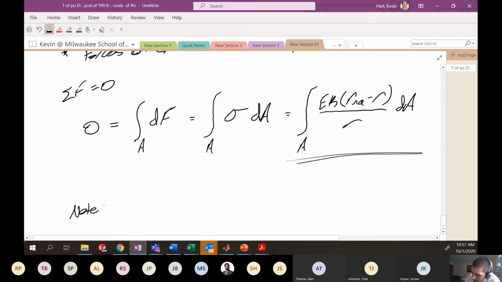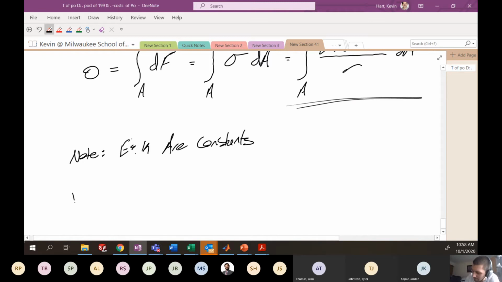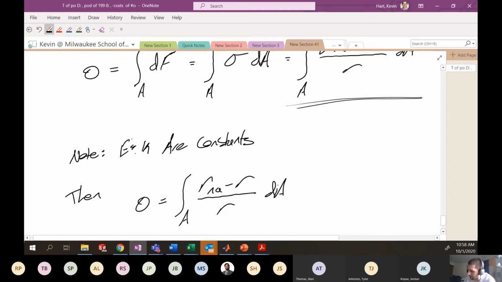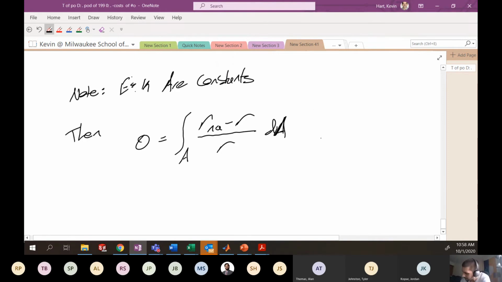We'll note E and K are constants, so we can pull them out of the integral, since it's all equal to zero. Zero divided by a constant is still zero. So then zero is equal to the integral over the area of (R_NA minus R) over R, dA. Okay, let's rearrange this.